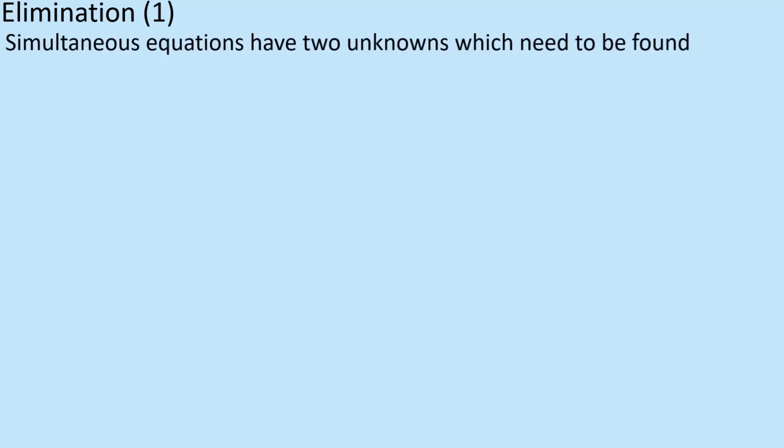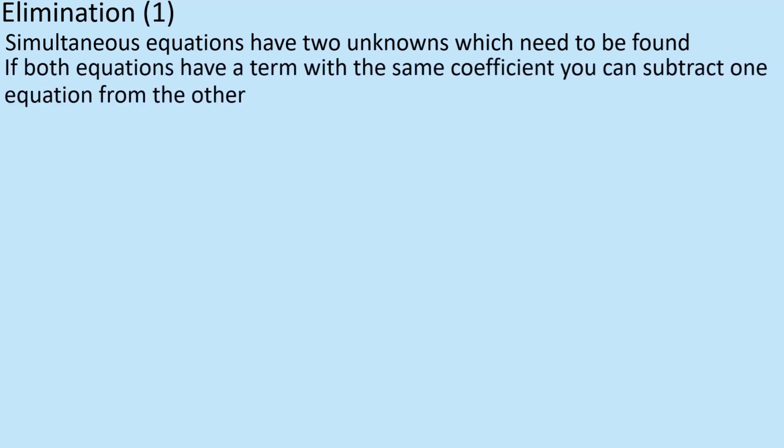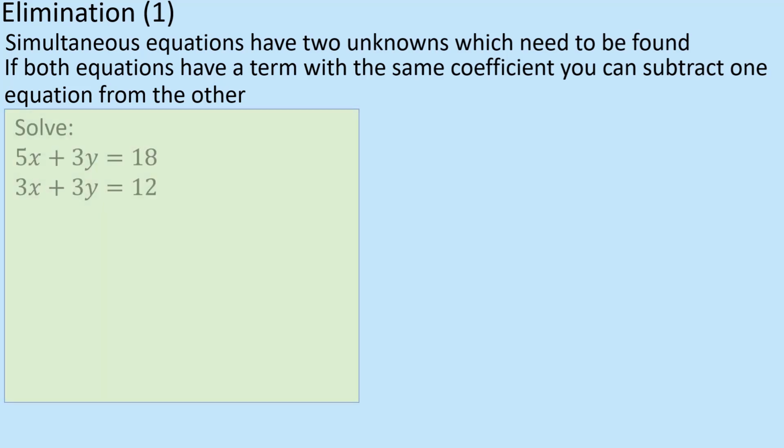Simultaneous equations have two unknowns, normally an x and a y, but of course it doesn't need to be. Individually they can't be solved, but we obviously have two, which allows me to solve them. So if both equations have a term with the same coefficient, you can subtract one equation from the other, thereby eliminating one. What we're going to look at is what that in essence actually means.